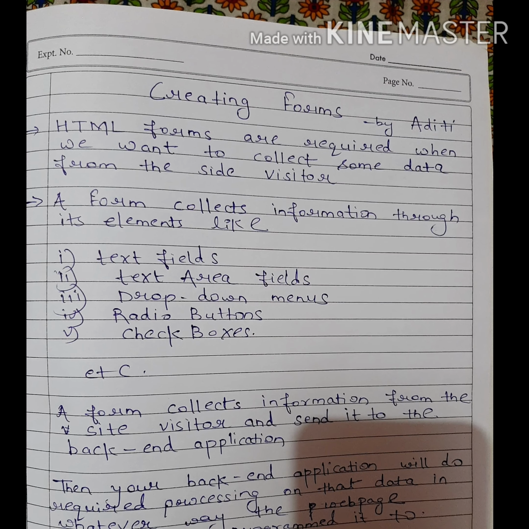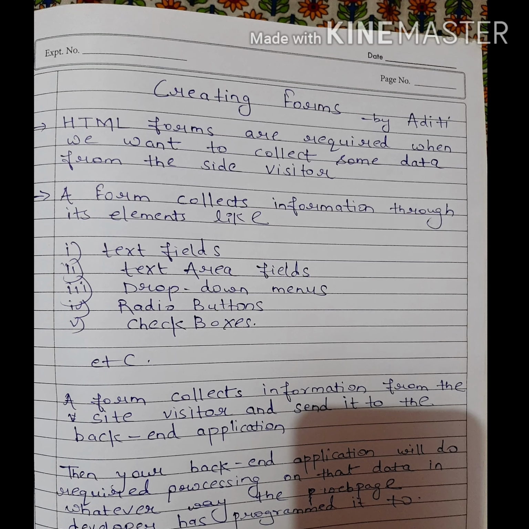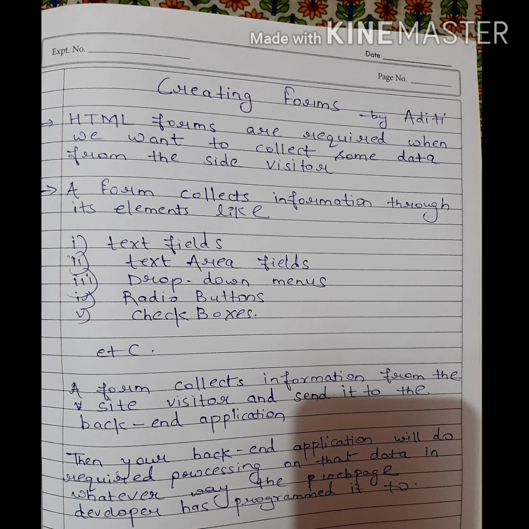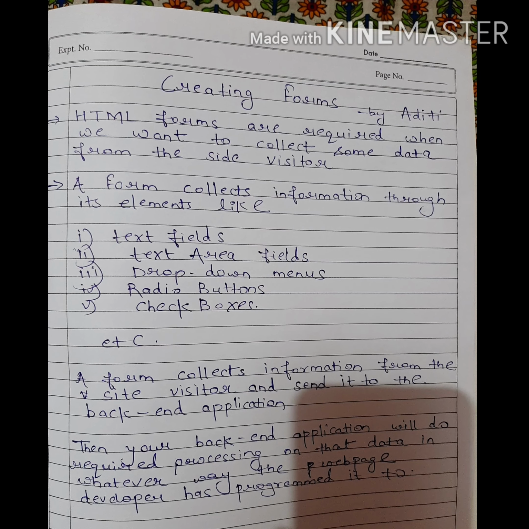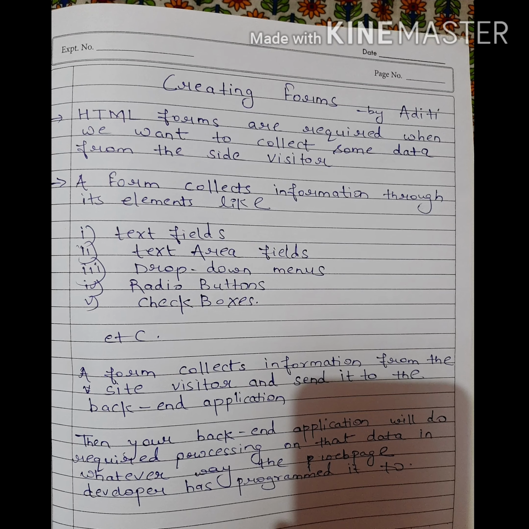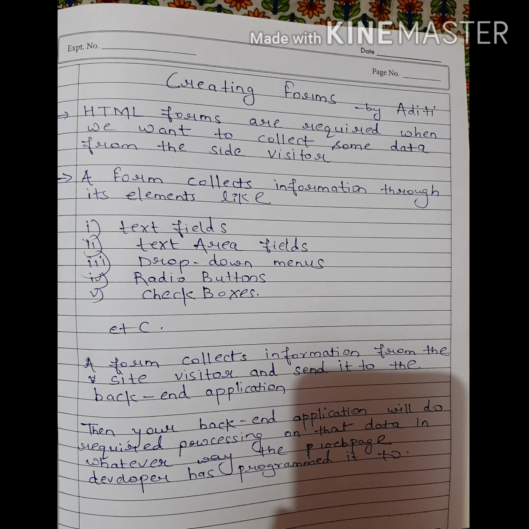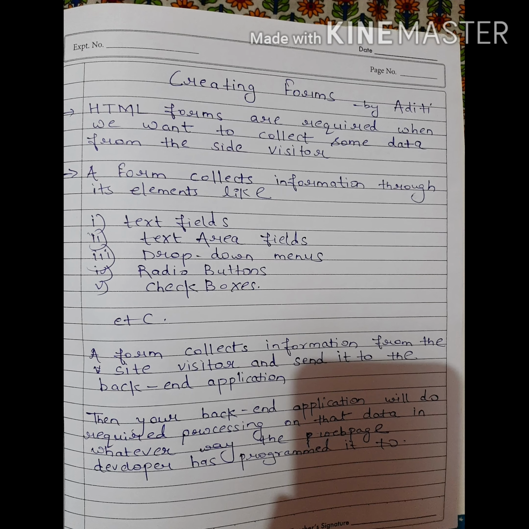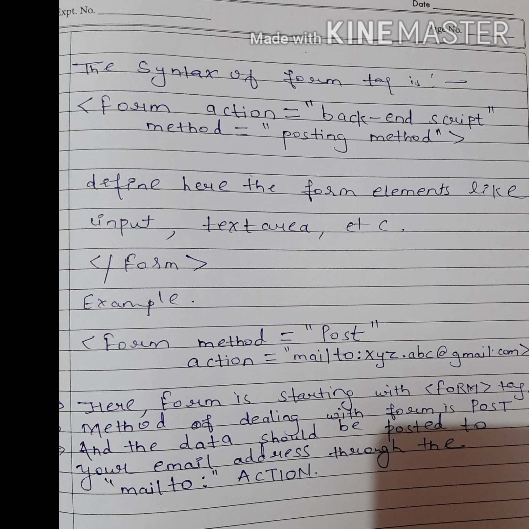For this, a form collects information through its elements like text fields, text area fields, drop-down menus, radio buttons, checkboxes, etc. A form collects information from a site visitor and then sends it to the backend application. Then your backend application will do the required processing on the data in whatever way the web page developer has programmed it to. The syntax of the form tag is shown here.